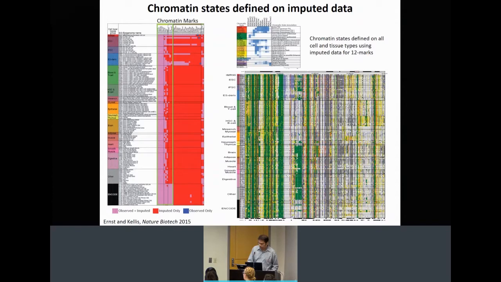which arguably is one of the richest, most descriptive annotations of human regulatory regions.